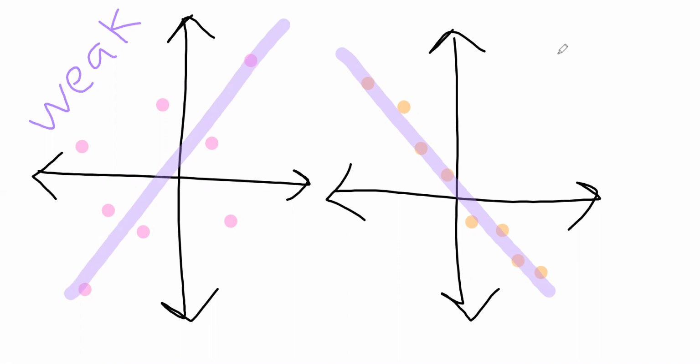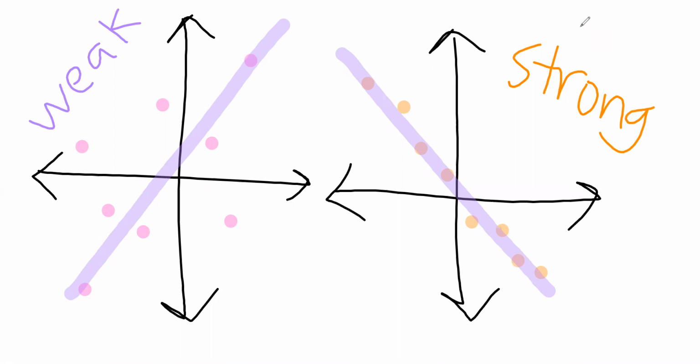Even though this one on the left has a positive trajectory, it's pretty weak. It's pretty scattered, right? This one over here on the right, though, has a very strong negative correlation. One of the things that we could talk about is, remember the R value, right?